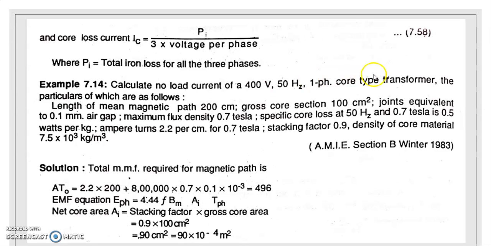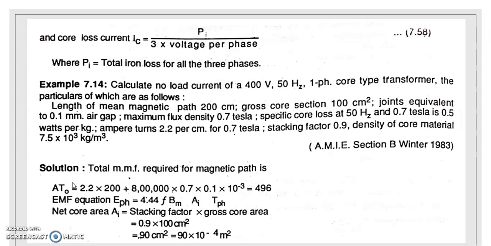Joints equivalent to 0.1 mm air gap, that is LG, is given, and maximum flux density is 0.7 Tesla. Specific core loss at 50 Hz and 0.7 Tesla is 0.5 watt per kg, and ampere turns 2.2 per centimeter for 0.7 Tesla. Stacking factor 0.9 is given, so it should not be assumed, it should be taken as 0.9 only. Density of core material is 7.5 into 10⁻³ kg per meter cube.